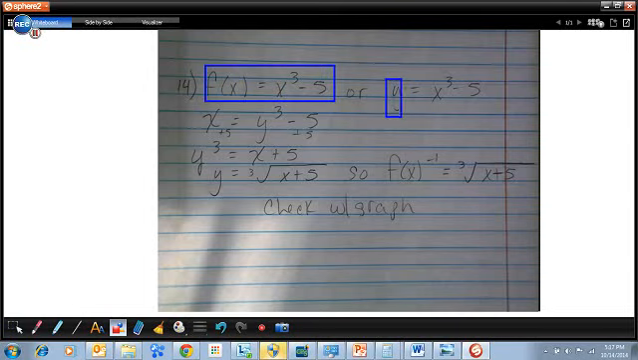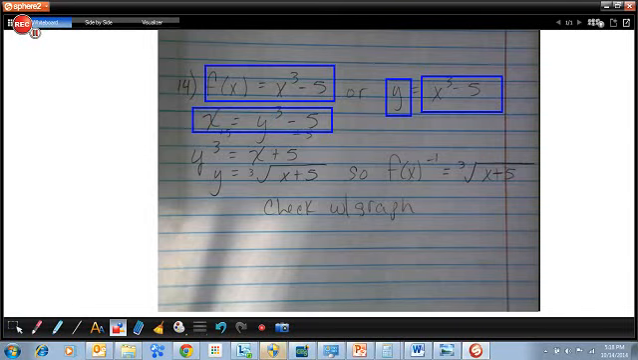So you want to think about it as y equals, not f of x, because the first step we do is we switch all of the x's and all of the y's. So instead of y equals x cubed minus 5, we have x equals y cubed minus 5.